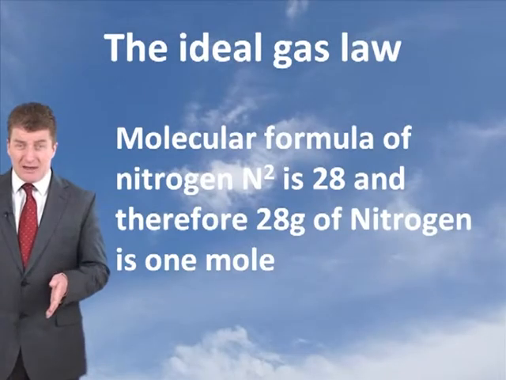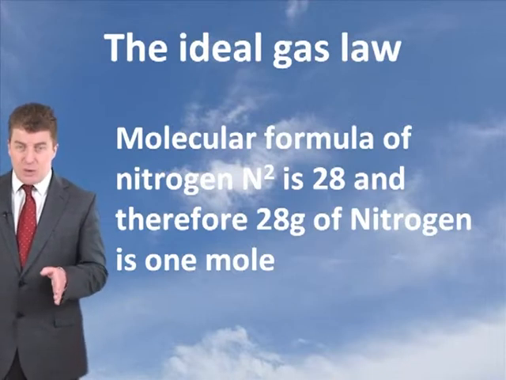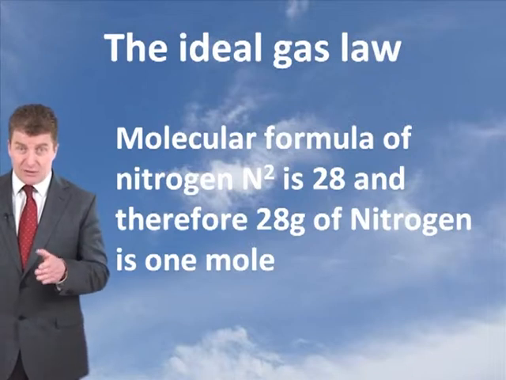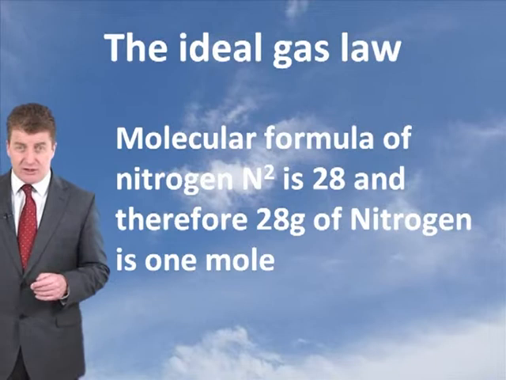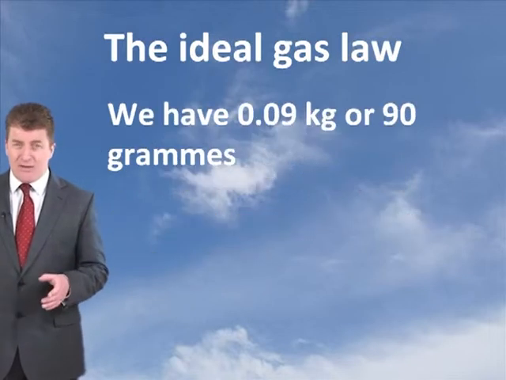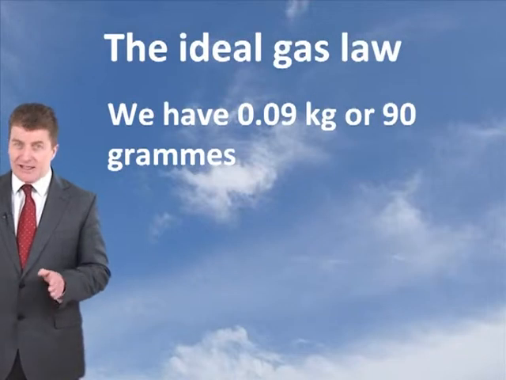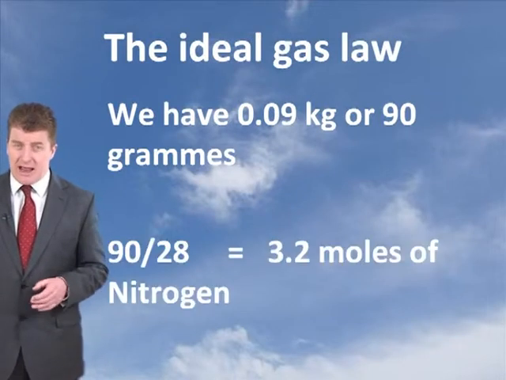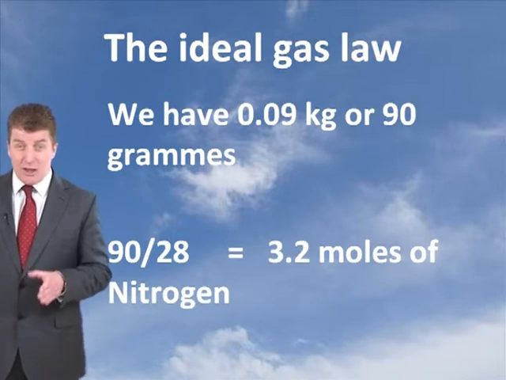How many moles of nitrogen in the flask? Well, the molecular formula of nitrogen, N2, has a molecular mass of 28, because the nitrogen atomic mass is 14. Therefore, 28 grams of nitrogen is 1 mole. Now, we've got 0.09 kilograms here, or 90 grams. So we've got 90 divided by 28. We've actually got 3.2 moles of nitrogen.